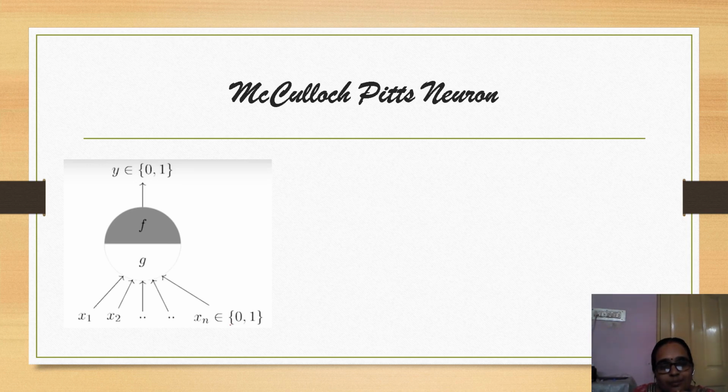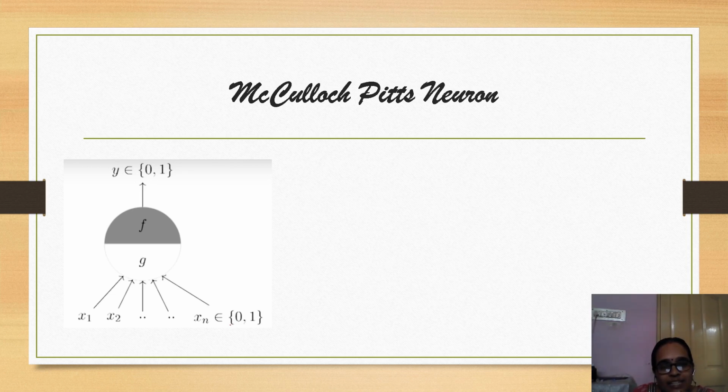To map these n inputs to the output, two functions are used: one is g, another one is f. For inputs x1 to xn, if a value is 1, the particular value is present in the input. If the value is 0, the particular value is absent in the input. The function g just summates the values. It calculates x1 plus x2 plus x3 up to xn.